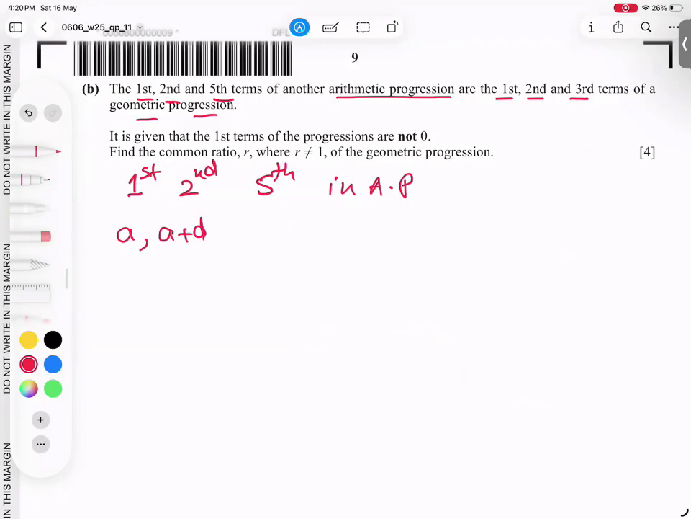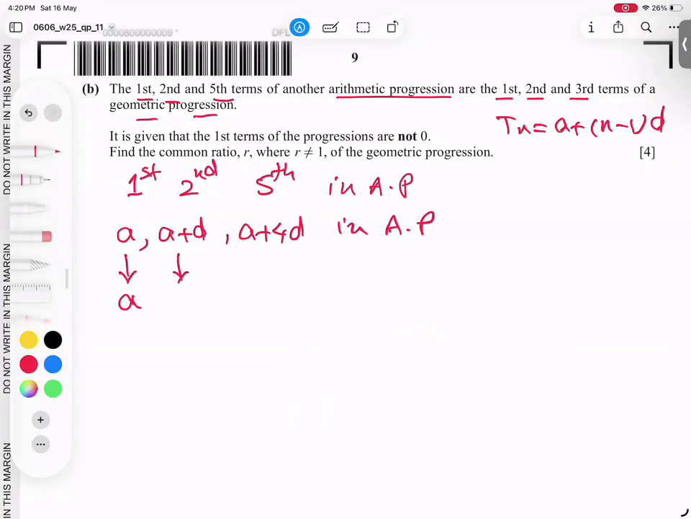So it means the first term is a, and the second term, if I add d, is a plus d. Check it please. Our formula is Tn equals a plus (n minus 1) d. If I plug in 5 here, I get a plus 4d. So these 3 terms are in arithmetic progression, and they become the first, second, and third terms of the GP. This becomes the first term of the GP, this the second term, and this the third term.